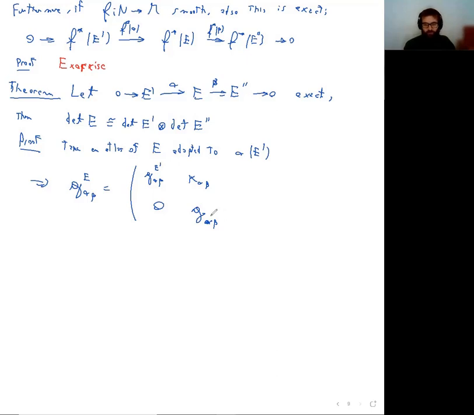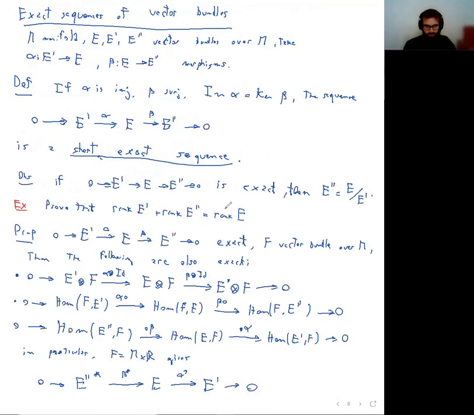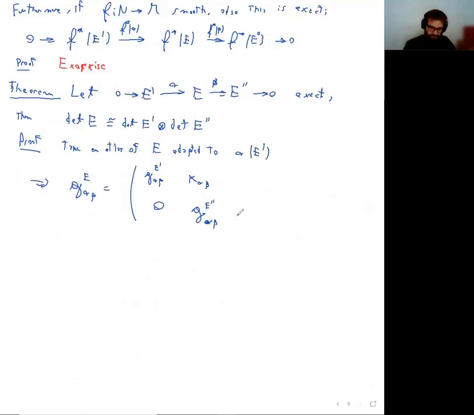So here we have the ones from the quotient bundle, E divided by E prime. But we know from before that E divided by E prime is nothing but E second. So this is the transition functions of E second. And now it's trivial, because you take the determinant of this block matrix. The determinant of the block matrix is the product of this determinant times this determinant. Okay.